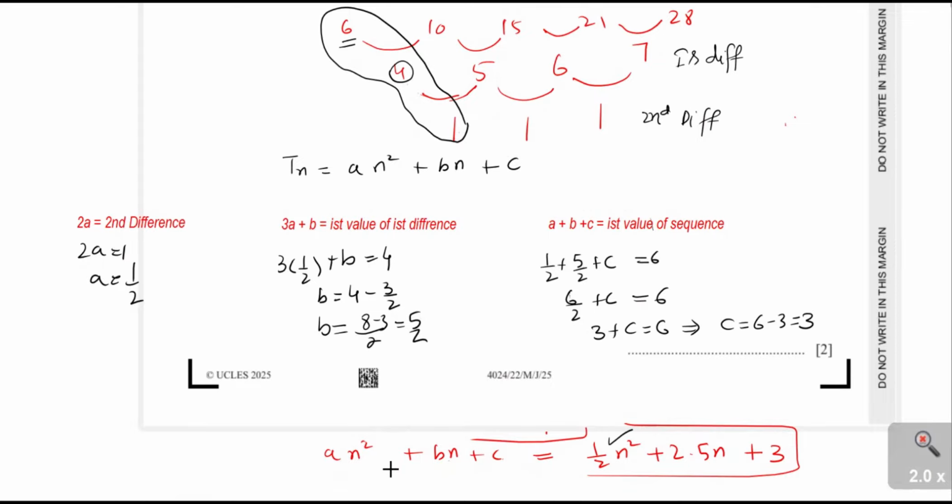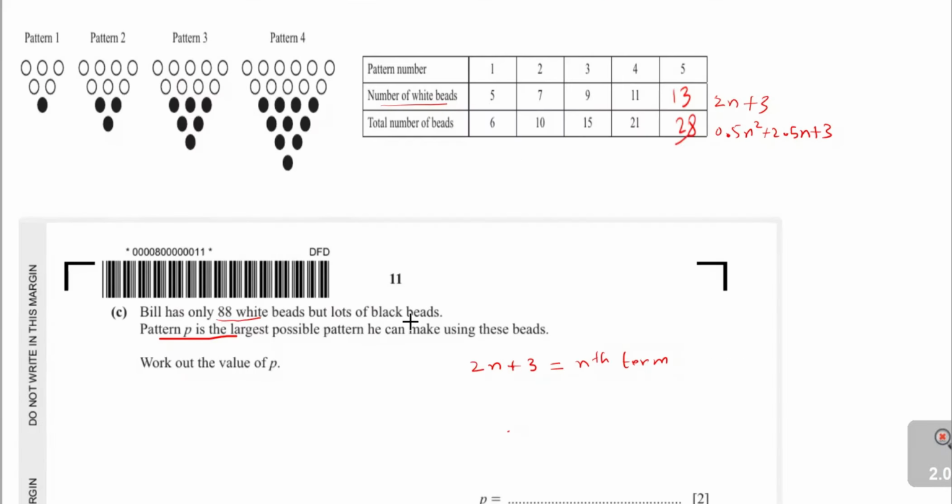We write 1 over 2 in replace of a. This is 1 over 2, and n square we write as it is. The value of b is 5 over 2, or 5 by 2 we get 2.5. Therefore, the value of b here is 2.5. We substitute this value in replace of b. Therefore, plus 2.5n, and c here is 3, and therefore the nth term of the sequence will be equal to 1 over 2n square plus 2.5n plus 3. This is the answer.